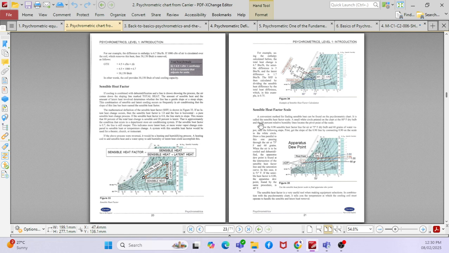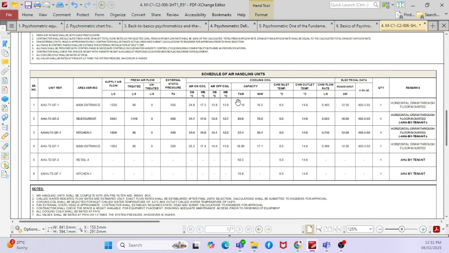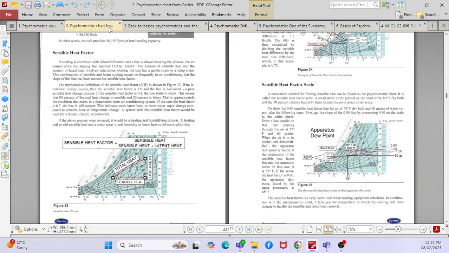So this is the sensible heat factor scale. What is the sensible heat factor? Sensible heat divided by sensible heat plus latent heat, that means total heat. If you go to the equipment schedule, you have the total heat and sensible heat. So sensible heat divided by total heat is nothing but the sensible heat factor, right? That is what is given here.